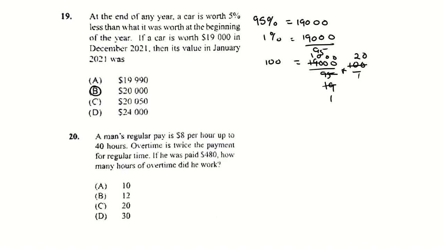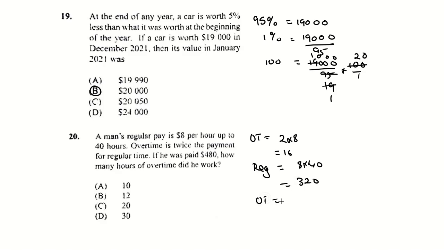A man's regular pay is $8 per hour up to 40 hours. Overtime is twice the payment of regular time. If he is paid 480, how many hours of overtime did he work? So let's find his overtime pay. It is paid twice the amount, so 2 by 8 is $16. We know that his regular or basic wage would be 8 by 40, which is 320.